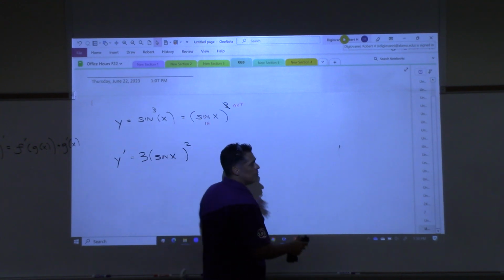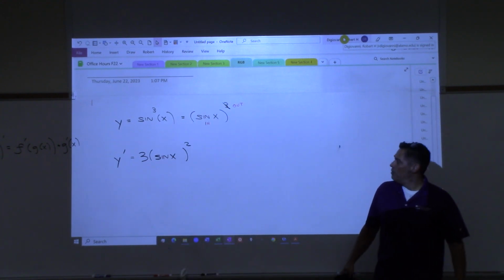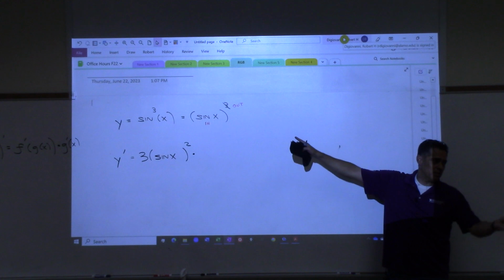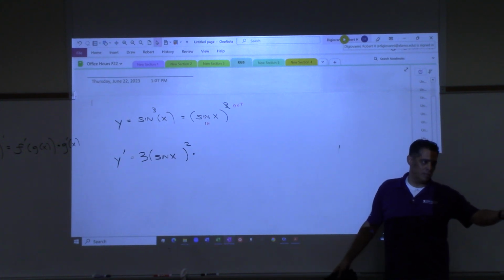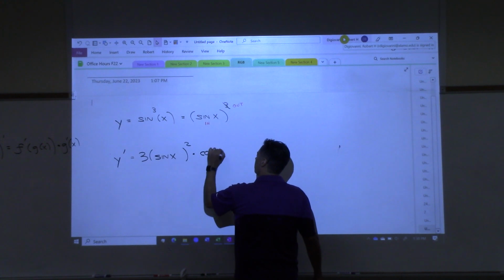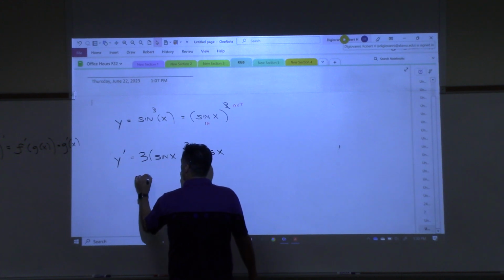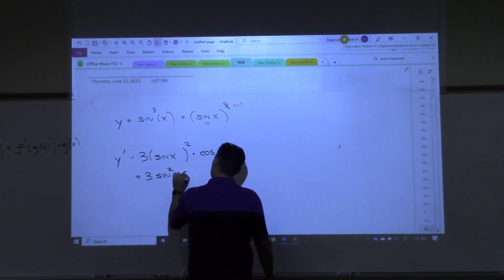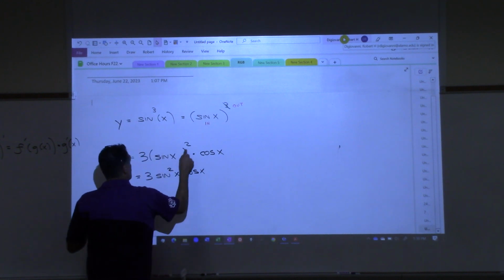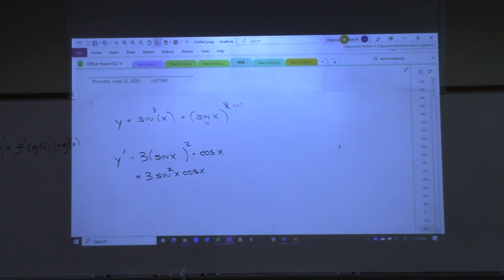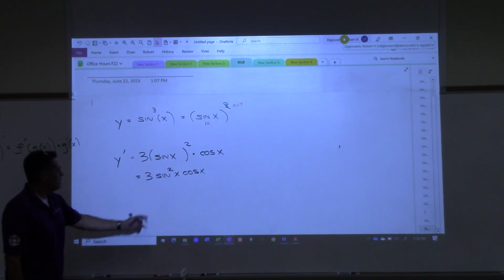Okay, good. We're done with the cubed, right? The outer function's done. Now I say times. Now I look at the inner function. What's the derivative of the inner function? Cosine x, right? And I just tack it on right here. Boom. I'm done. You could rewrite it like this, if you want to go back to the normal notation. You know, sine squared x really means this, right? There you go. That's your derivative. You'll accept either of them? Yeah, they're both equivalent. But if you look in the back of the book, they're going to have this.